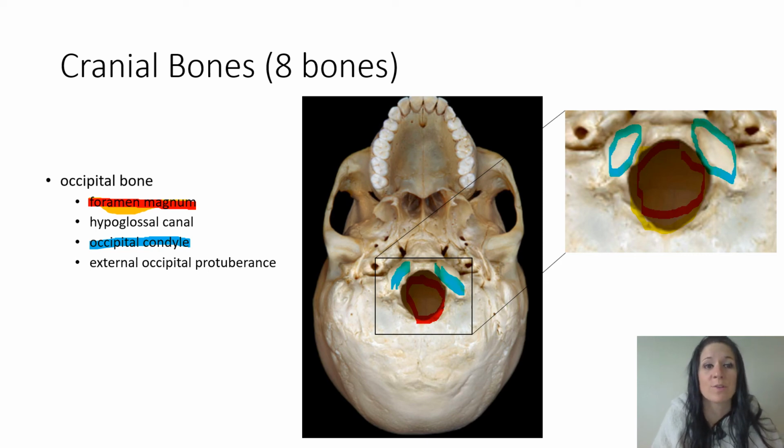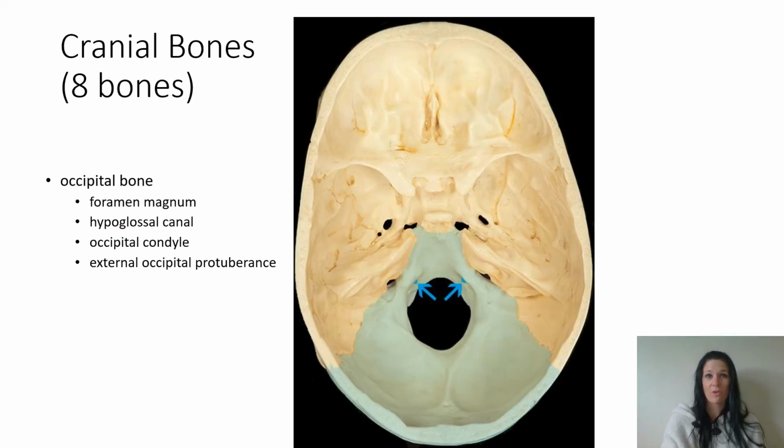Okay, one more structure, and that is the hypoglossal canal. For that, we're going to go back to looking inside the skull. If we take off the top and we can see inside, when you see foramen magnum there, you know that this is the occipital bone, so the structures are going to be somewhere around foramen magnum. All right, our last structure of the occipital bone are the hypoglossal canals.